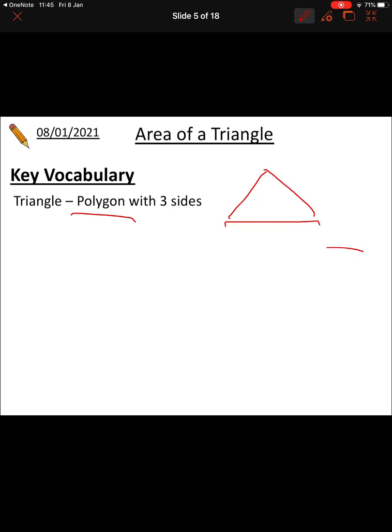Basically, the area of a triangle. So let's look at key vocabulary. Let's define a triangle first. A triangle is a polygon with 3 sides. A polygon meaning that all sides should be straight, nothing should be curved.